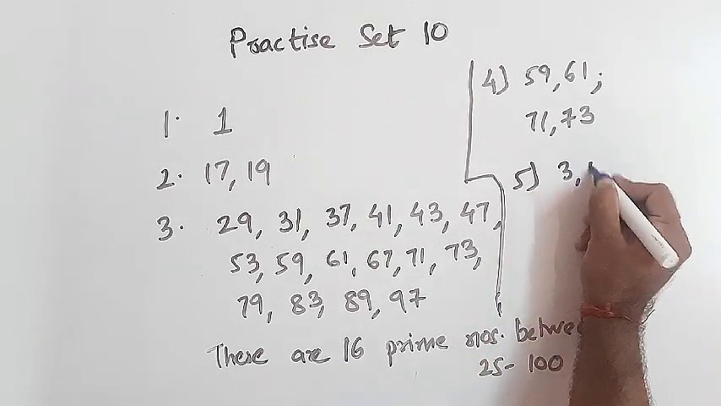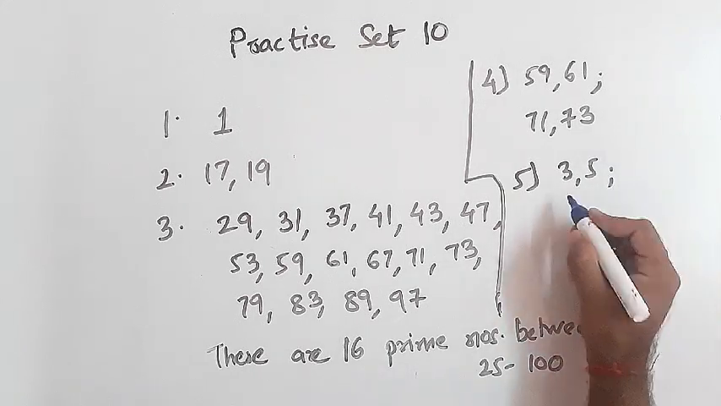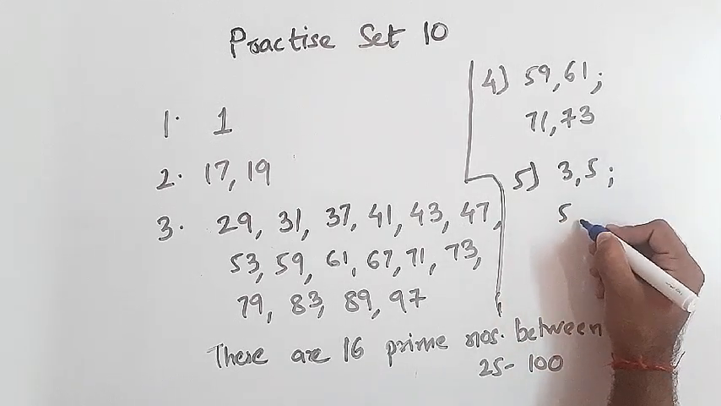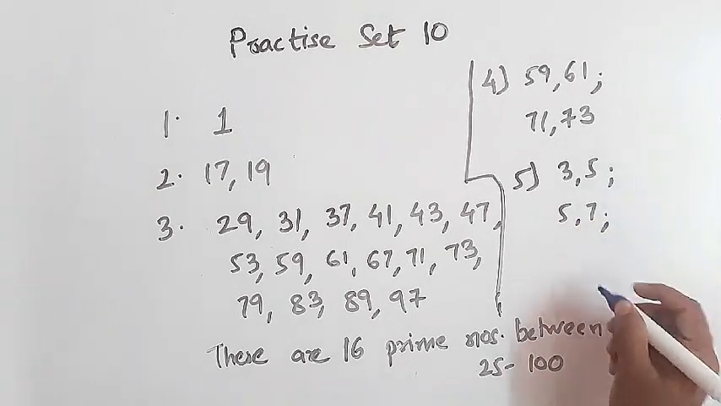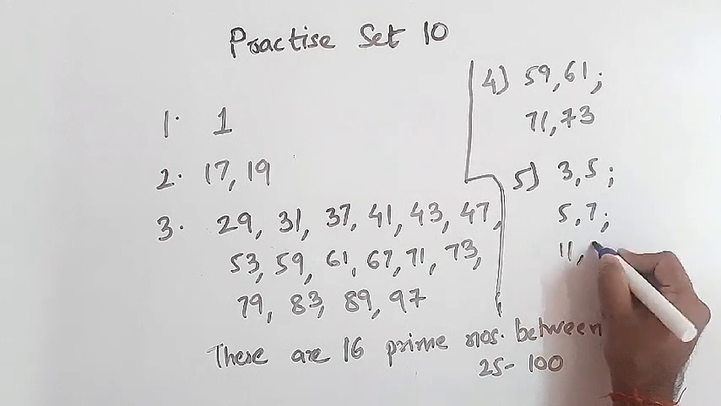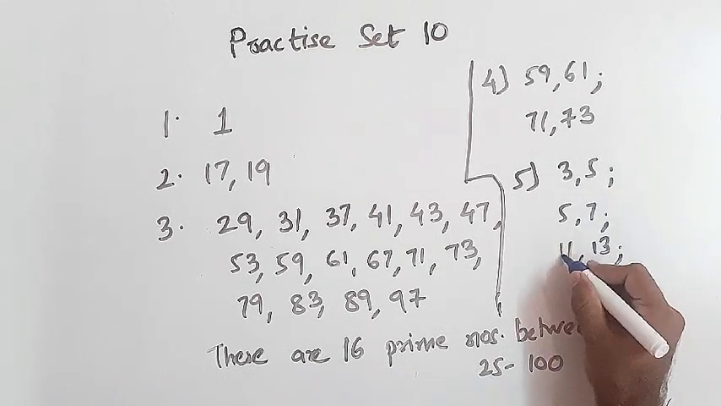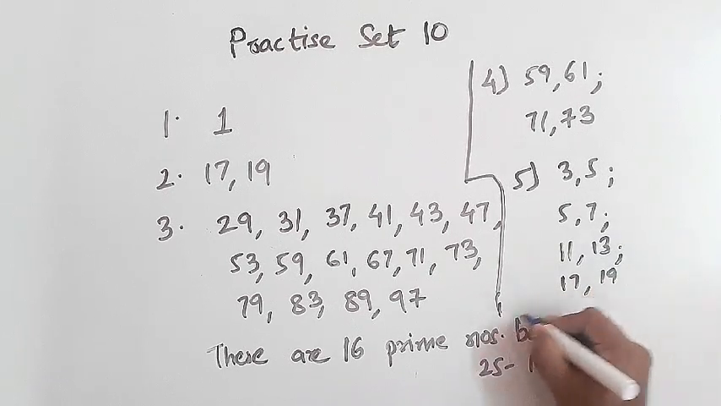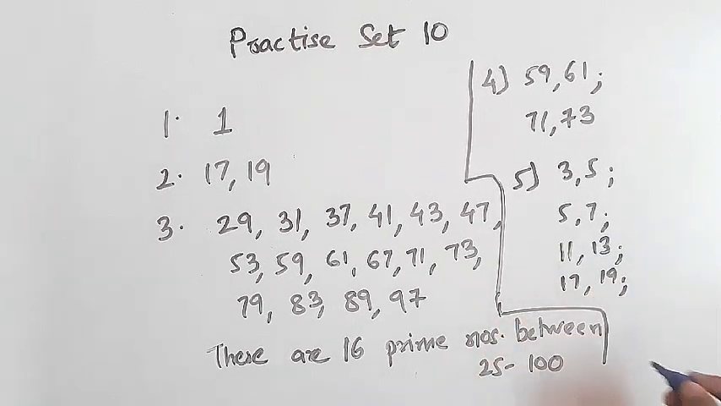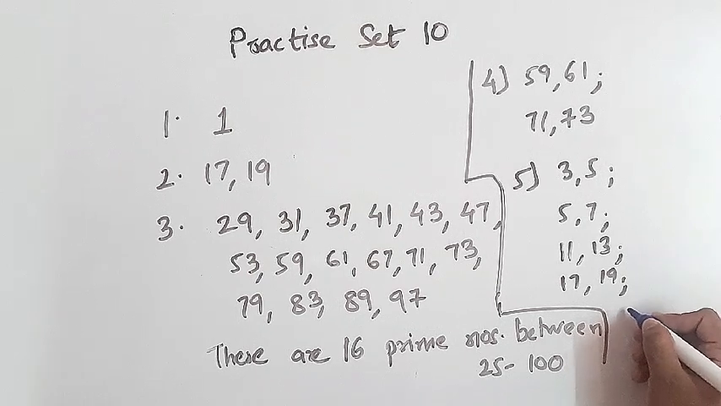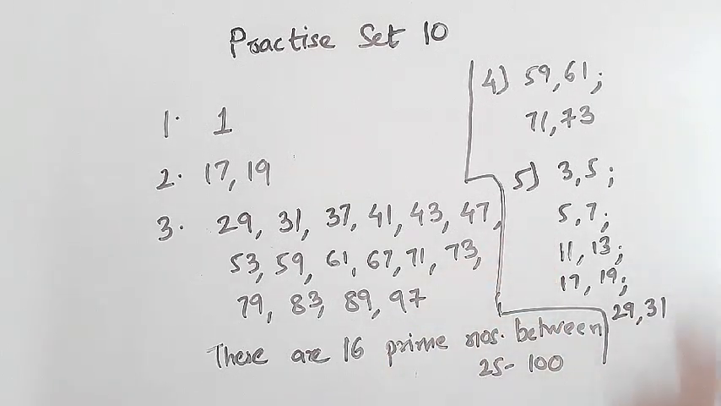Then they have asked to write 5 pairs of twin prime numbers from 1 to 50. So it is very simple. First I can write 3, 5, then the second one, 5 and 7 also I can write. Then I can write 11 and 13. Then I can write 17 and 19. And then I can write 29 and 31. There are many that you can write, like 39, 41. No, you cannot write 39. So you can write these 5 pairs of twin prime numbers.